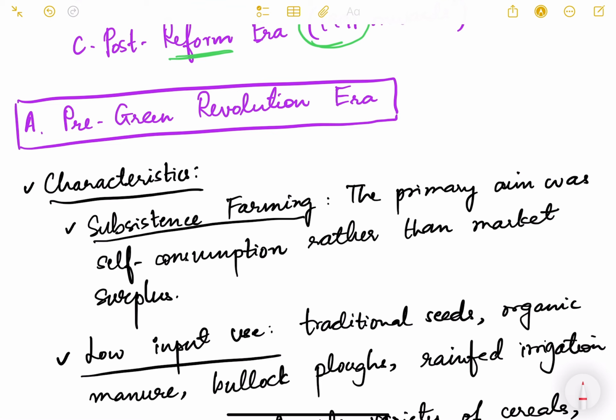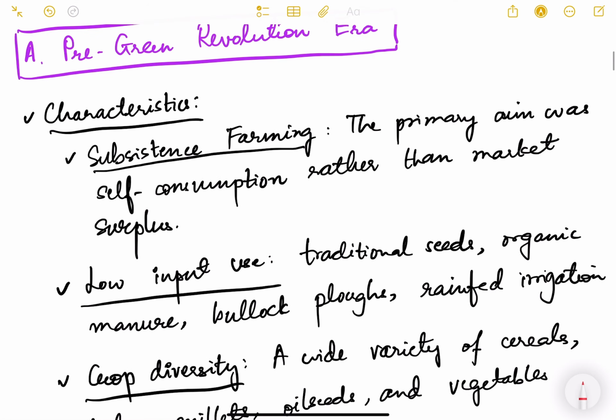What happened before the Green Revolution? What were the characteristics of this era? What were the characteristics of cropping pattern or Indian agriculture during this time? You must be knowing that initially it was subsistence farming, hand to mouth. There was widespread poverty. The land was concentrated in the hands of a few big landlords, and the distribution of land was uneven. Some people were extremely poor, landless, or held a very small patch of land.